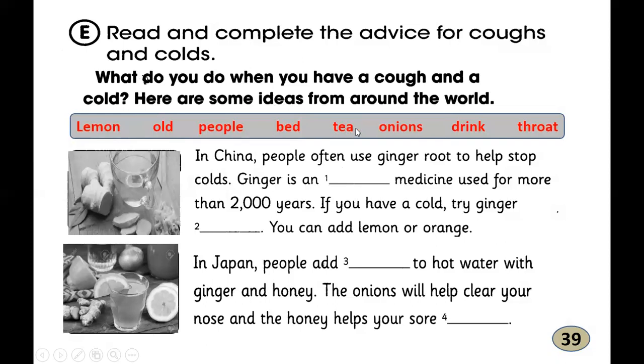We should use these words inside the square. I have lemon, old, people, bed, tea, onions, drink, which here means a drink. It can come as a verb, to drink, or as a noun, a drink. I have throat. We should put these words in the correct blank in the conversation.